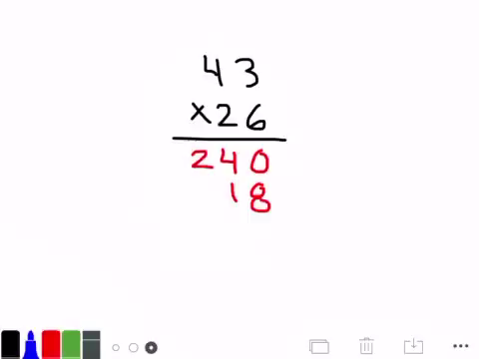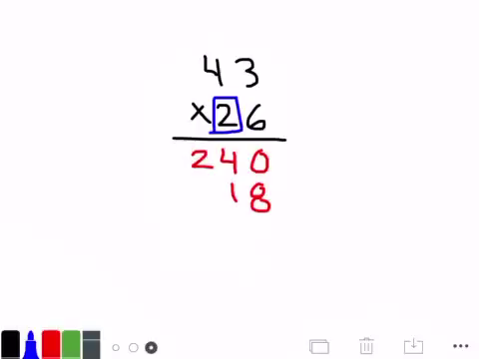What I need to do now is I need to deal with this 2, which wasn't in the last problem. And we know that that 2 is worth 20, so I'm going to do the same thing and multiply the 2 times the 4, or 40, and 2 times 3 to get my other partial product.